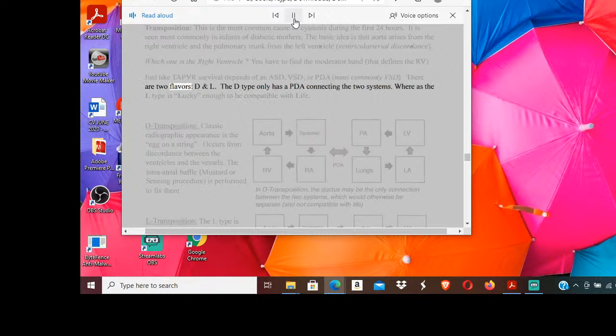There are 2 flavors, D and L. The D type only has a PDA connecting the 2 systems, whereas the L type is lucky enough to be compatible with life.